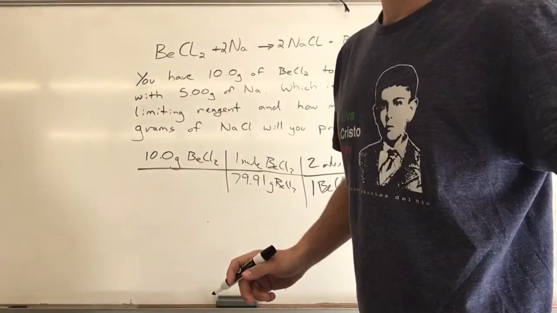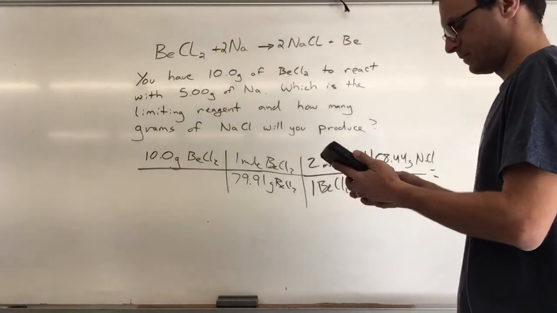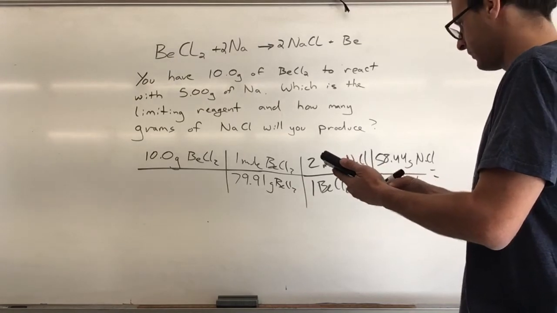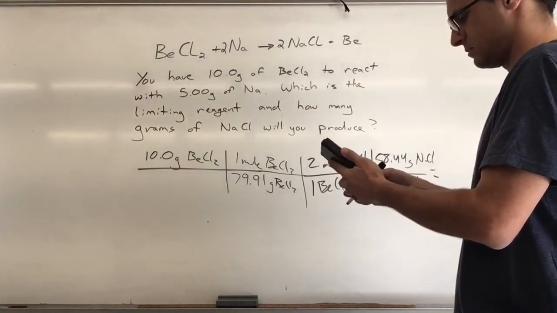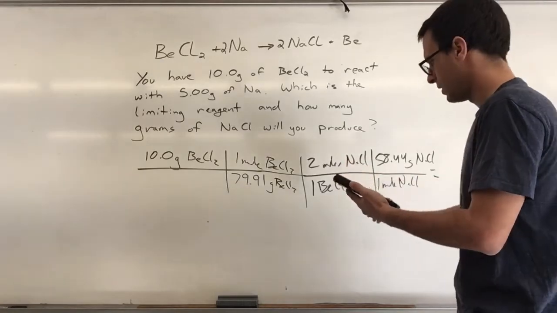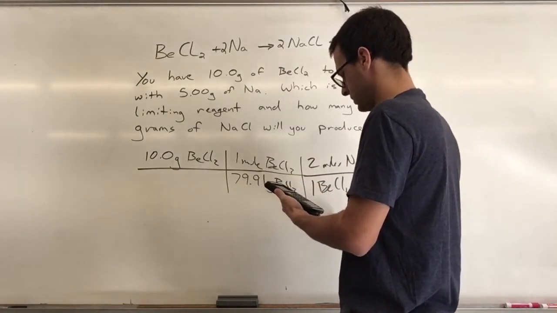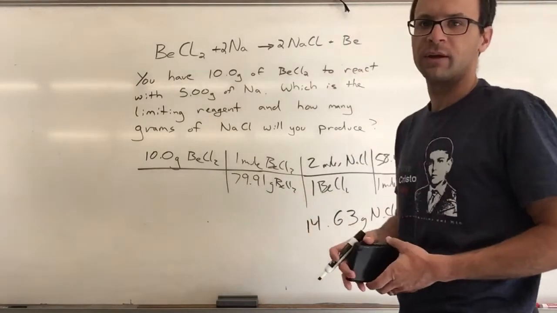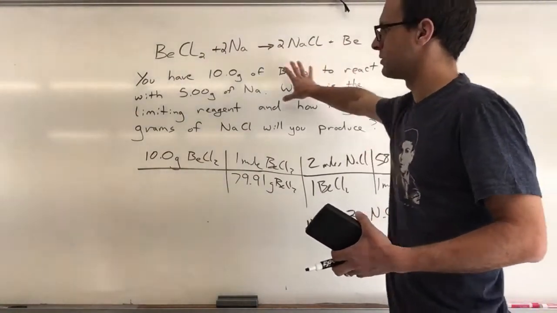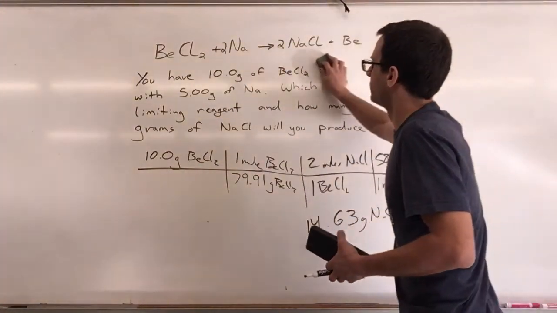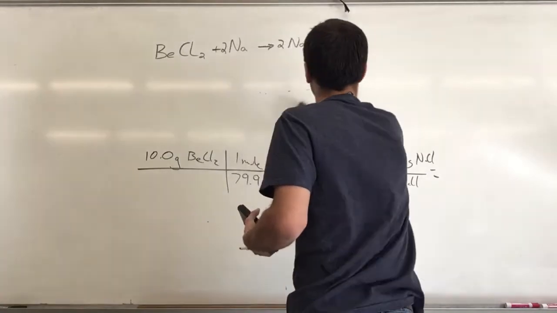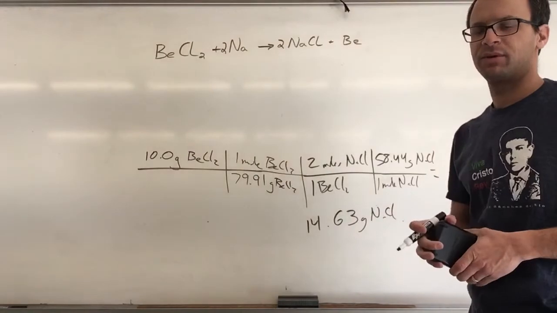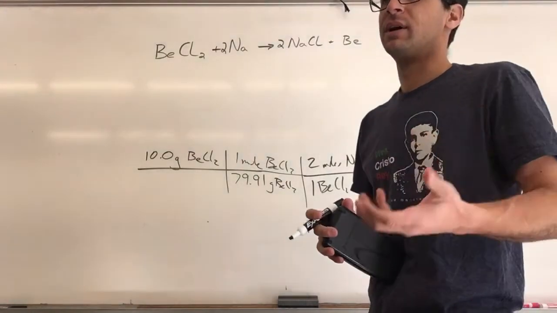And if you run the calculation in your calculator, 10 times 2 times 58.44 divided by 79.91, you end up with 14.63 grams of sodium chloride. Okay, so that's the first problem. What I'm going to do is I'm going to erase this to just run the second problem above. So the idea is you want to run these 2 parallel problems and see which one makes less product. Okay, in the same way that you would do your recipe example.